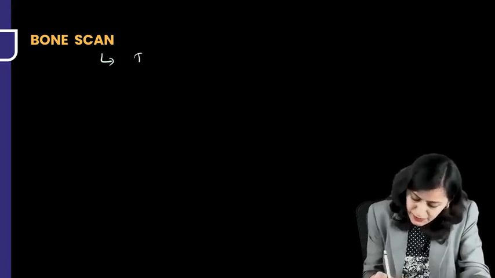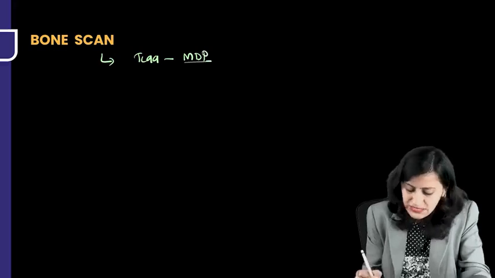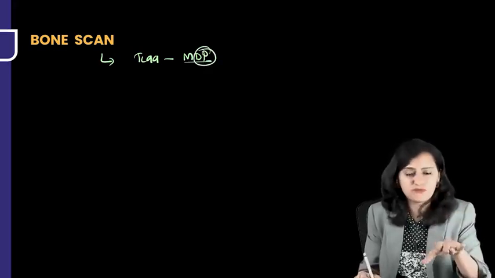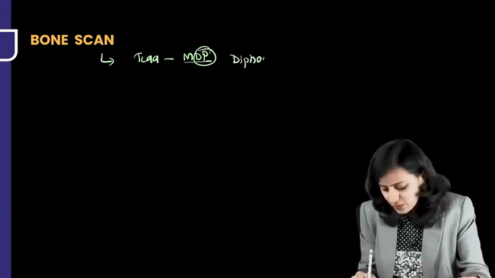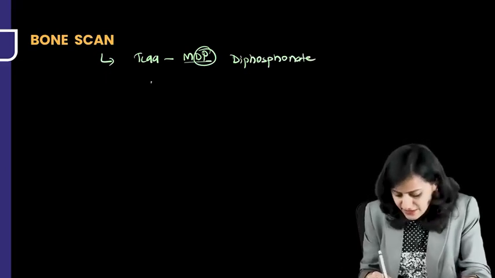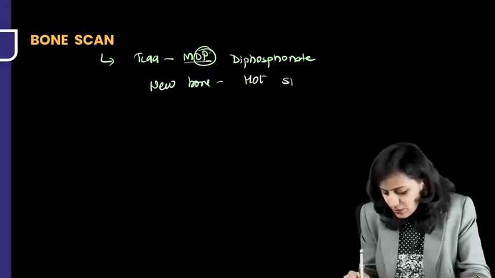So, the bone scan that we do is technetium-99 bound to MDP, methylene diphosphonate. Remember, in bones we have calcium phosphorus. So, diphosphonate scan basically is for bones. Okay, diphosphonate scan is for bones. And wherever there is new bone formation, we get a hot spot in the bone scan.